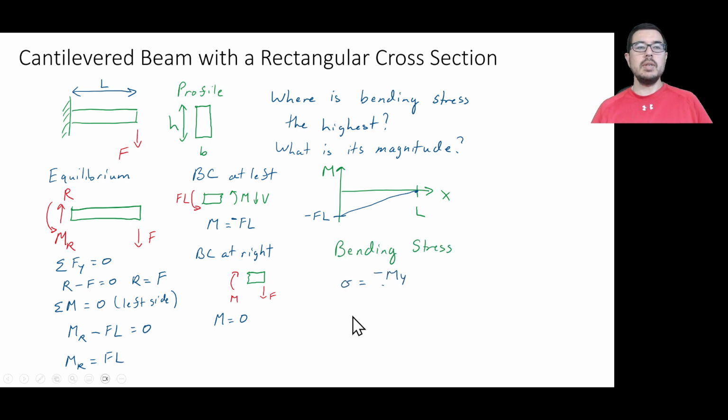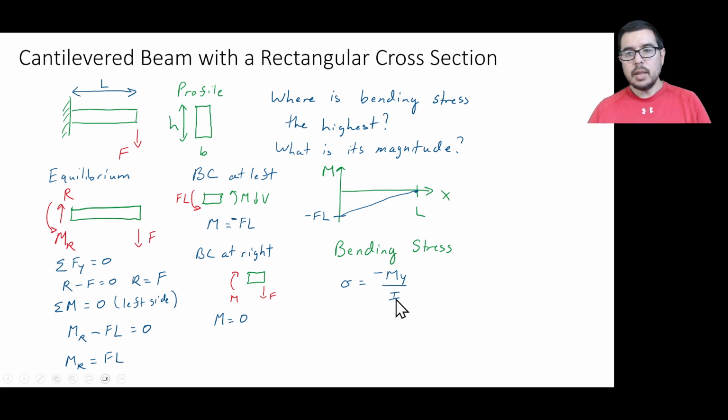So here is the bending moment diagram, and the equation for bending stress is going to be that sigma is equal to negative My over I. Well, where is the bending stress going to be maximum? Based on our discussion with bending strain, you may already have this idea in your mind, but if not, let's just look at this equation.